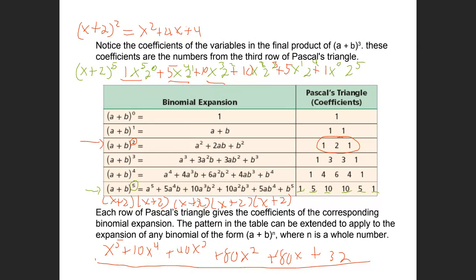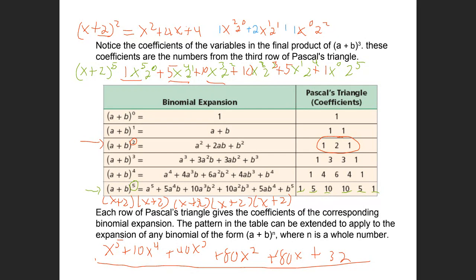Okay, so remember, the first term, we always start with the highest power, so that's x squared, x to the 1st, x to the 2nd. And then the second term, you always start with 0 power, so that's 2 to the 0, and then you always work up, 2 to the 1st, 2 to the 2nd. And then the last thing you do is you plug in the numbers from Pascal's triangle, 1, 2, 1. So I put a 1 here, a 2 here, and a 1 here.